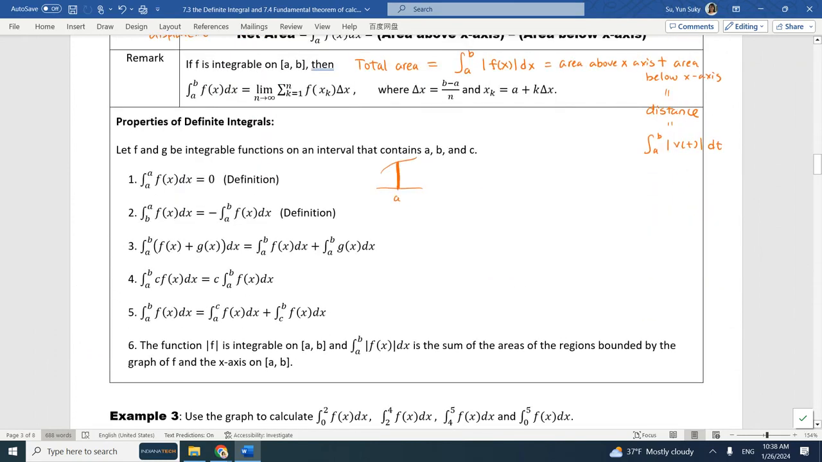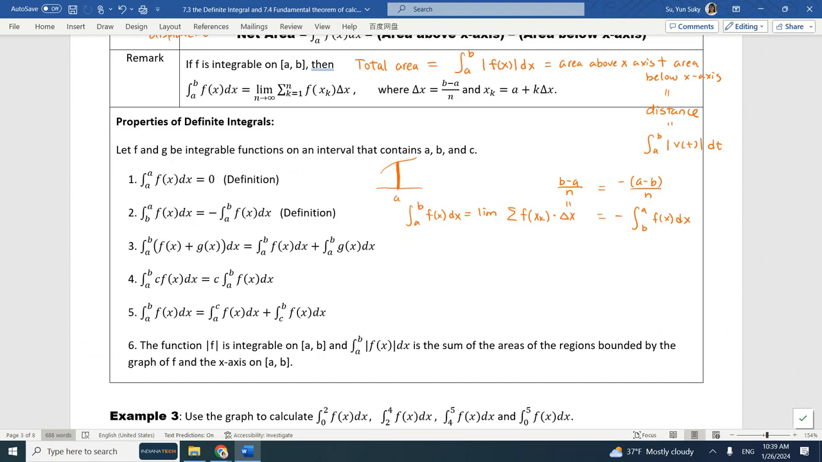Next, the integral from b to a is the same as negative the integral from a to b. Why is that? If you remember the definition, the integral from a to b of f of x dx is the limit of the Riemann sum, f of x_k times delta x. The delta x is (b minus a) over n. Do you see here b minus a? If you swap them, this is the same as negative (a minus b) over n. So this is the negative integral from b to a of f of x dx. So if you interchange the limits of integration, you gain a minus sign in front of it.